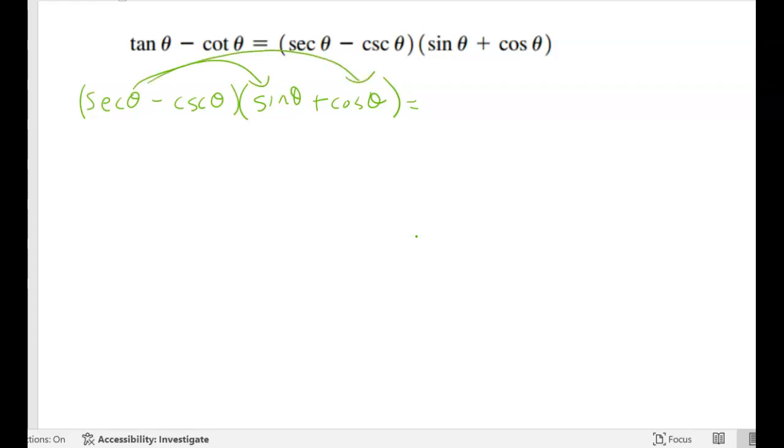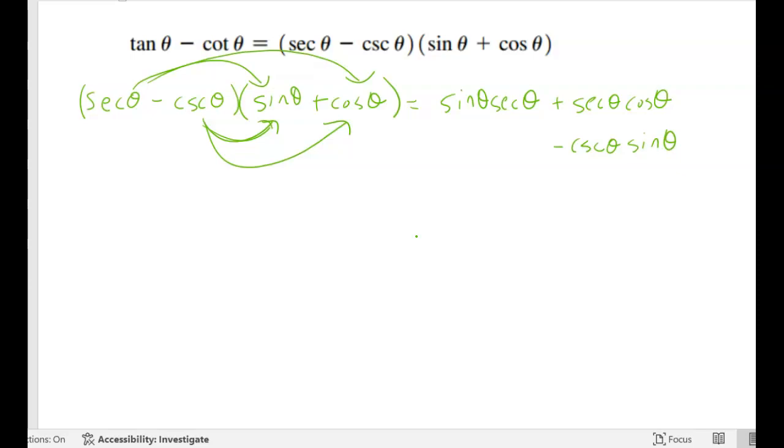We got to FOIL these, right? So it's a binomial times a binomial, so it's sine theta times secant theta. That's the F in FOIL, and then the O in FOIL would be secant theta times cosine theta. And then the I would be negative cosecant theta times sine theta. And then minus cosecant theta times cosine theta.